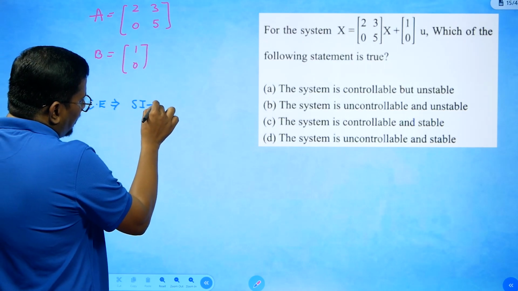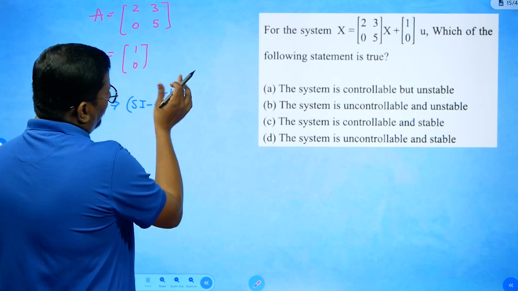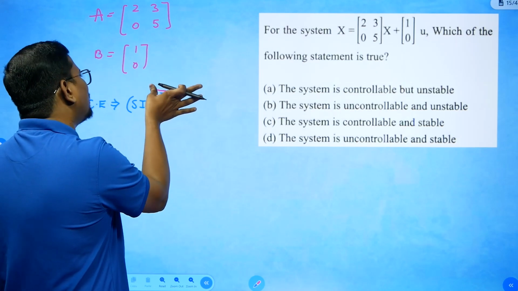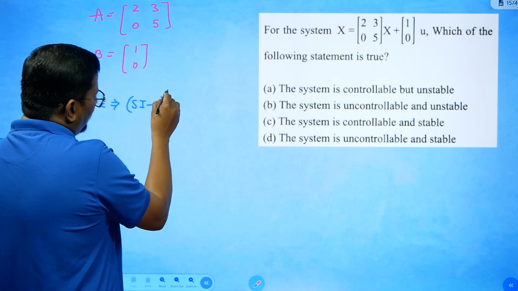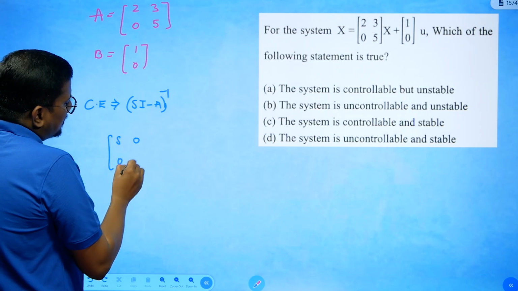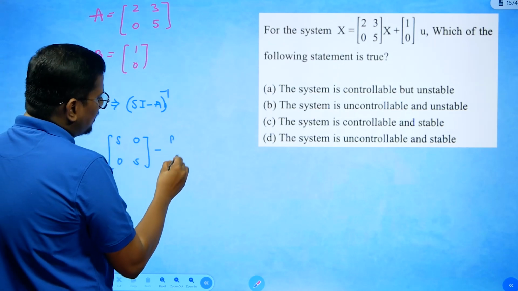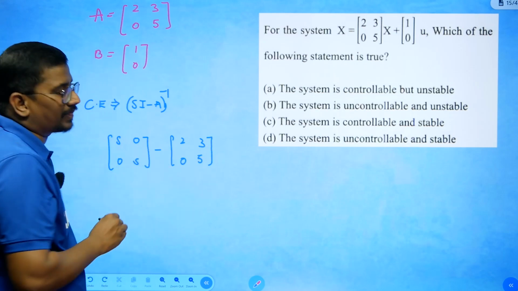(sI minus A) whole inverse. Or you can do (sI minus A) also, no problem. (sI minus A) whole inverse you do. What is (sI minus A) whole inverse? sI is s, 0, 0, s, minus A. What is A? 2, 3, 0, 5. Okay.